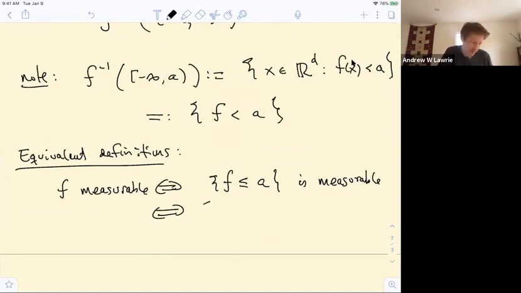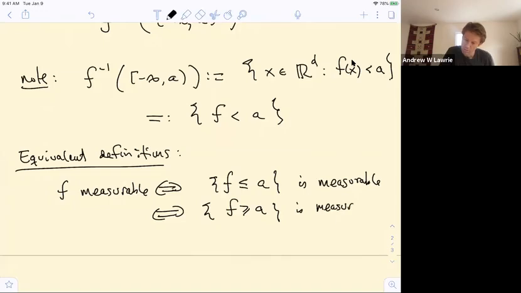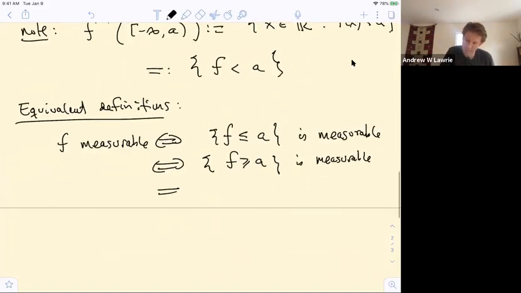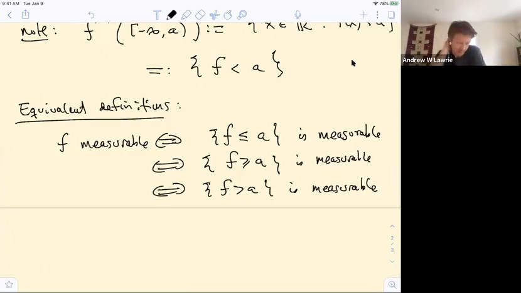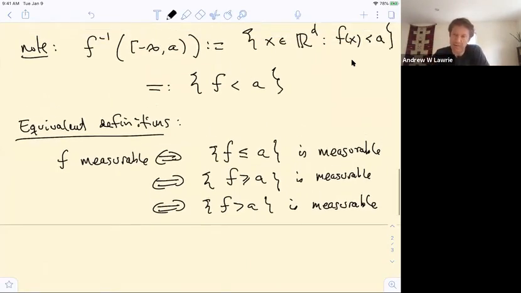If and only if the set of x for which f is bigger than or equal to a is measurable. If and only if the set where f is strictly bigger than a is measurable. So we could have equivalently taken any of these characterizations as yielding the definition of a measurable function, and given what we've proved about measure, it's not so hard to see that these are equivalent.